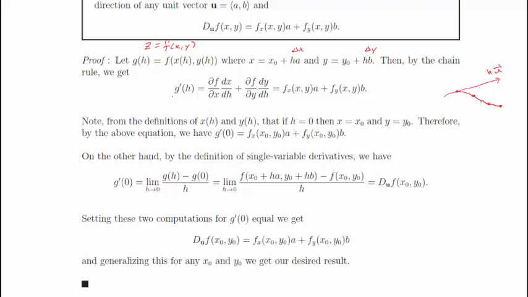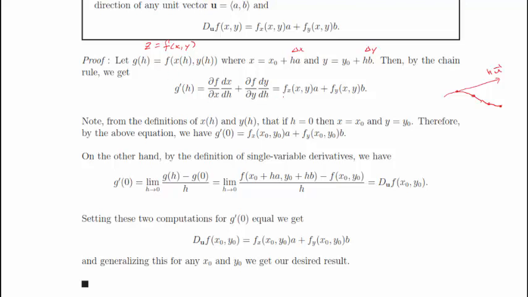So the derivative g prime, we're going to get by the chain rule. So g prime of h. So we're thinking of this as a function of h, right? As h changes, we're moving along our surface in the u direction. So as we move in the u direction, my derivative equals, by the chain rule, the partial derivative of f with respect to x times dx dh plus the partial derivative of f with respect to y times dy dh. Right? That's from the chain rule that we did in previous sections on a function of two variables where each variable is defined by a single variable.